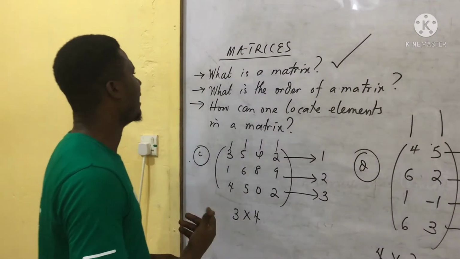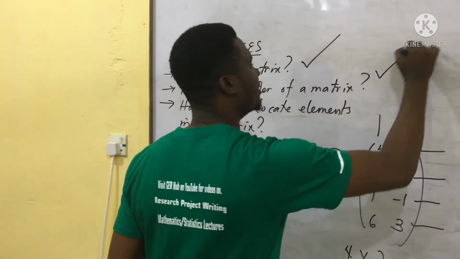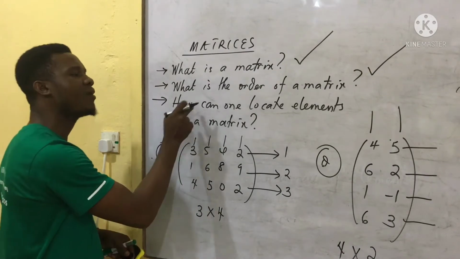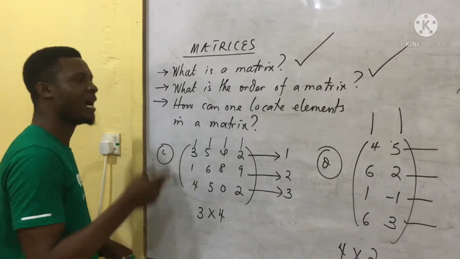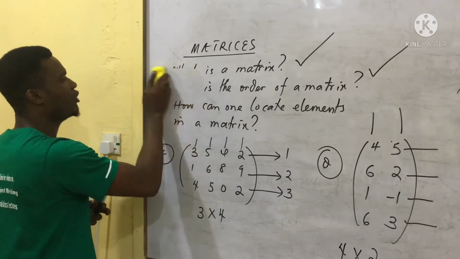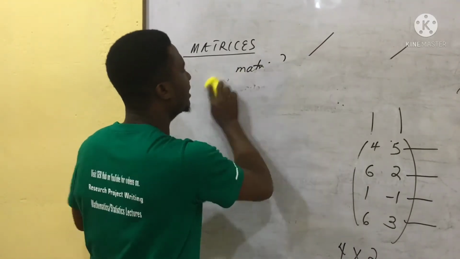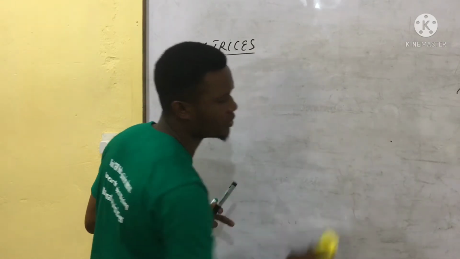Okay, so let's see the third objective. That concludes the second objective in this class. The third objective is how can one locate elements in a matrix. So I'm going to clean this off to do something immediately. So how do we locate elements in a matrix?